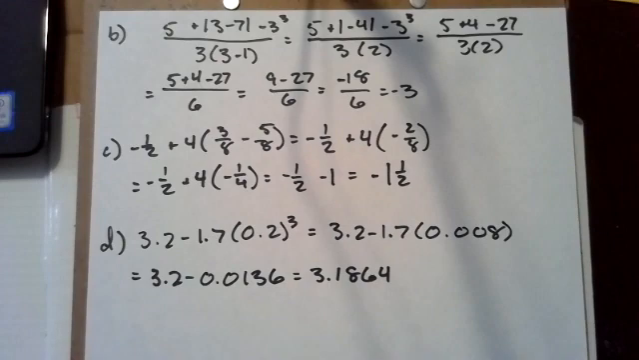So now we'll do the multiplication. 3.2 minus 1.7 times 0.008 is 0.0136. And now we'll do that last bit of subtraction to get 3.1864. 3 and 1,864 10,000ths.